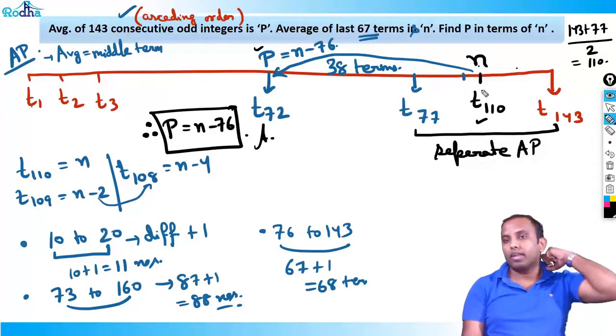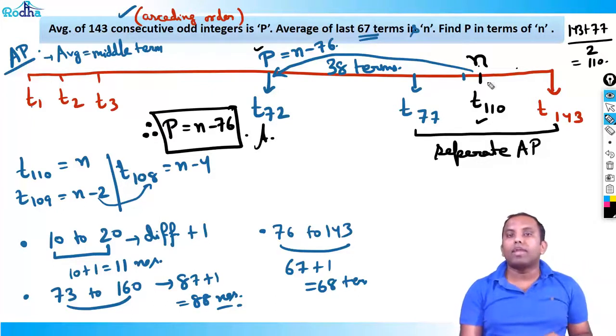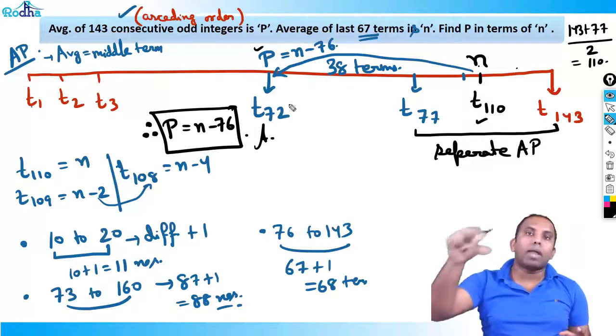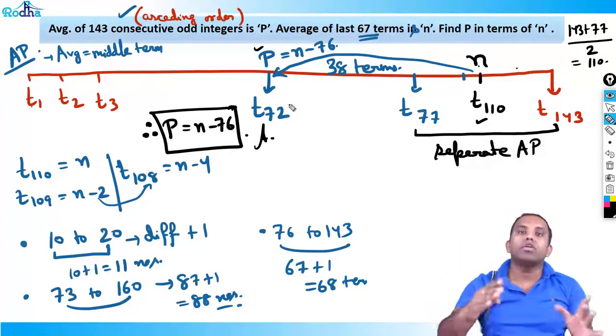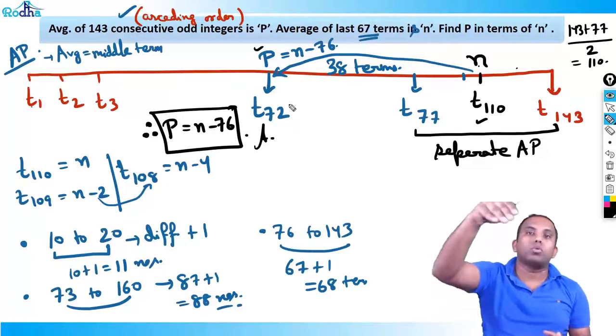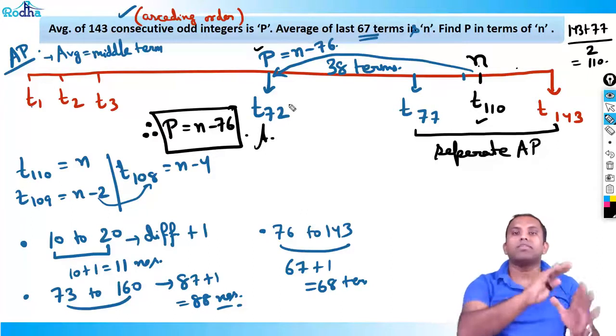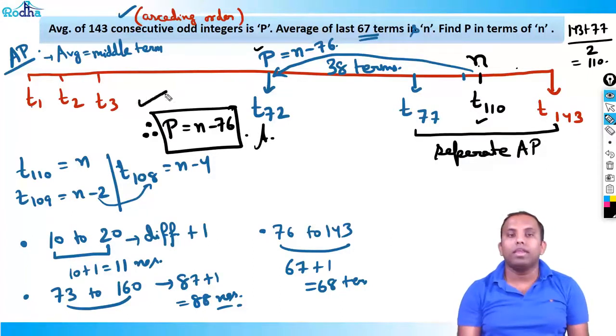Right. The 110th term is N. I need to find the 72nd term. That difference is 38 terms. Each term going back is minus 2, because these are consecutive odd integers. So going back minus 2, minus 2, minus 2, 38 terms. 38 into minus 2, 76. So this is N minus 76. So P is equal to N minus 76.